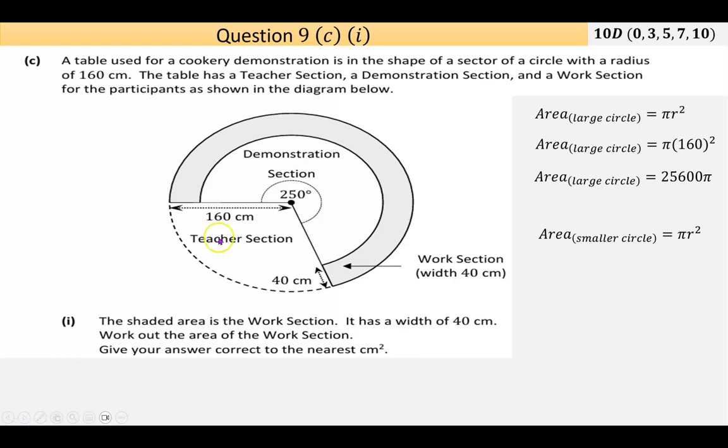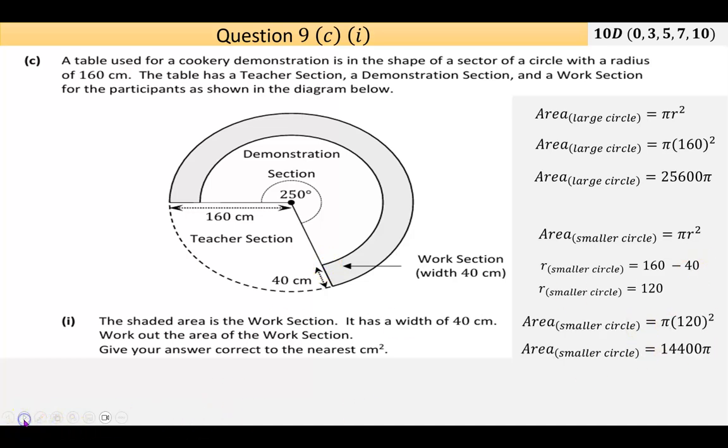Now, if I move on then and think of the smaller circle, the little one in here, that's the same, pi r squared, okay. But I don't know the radius, but I do know that it's 160, take away this 40. What's left is 120, okay. So now that I know what the radius of the smaller circle is, I can put that through the area formula, and I got an answer of 14,400 pi centimeters squared.